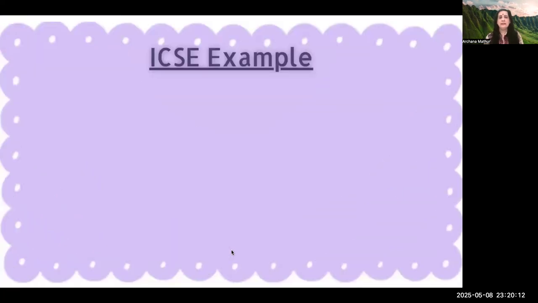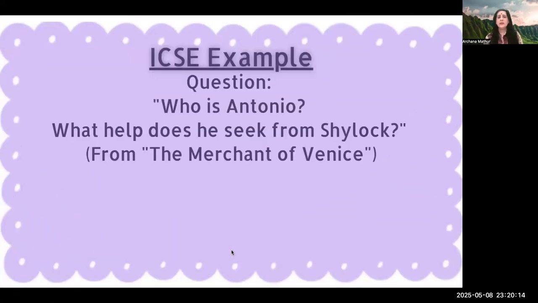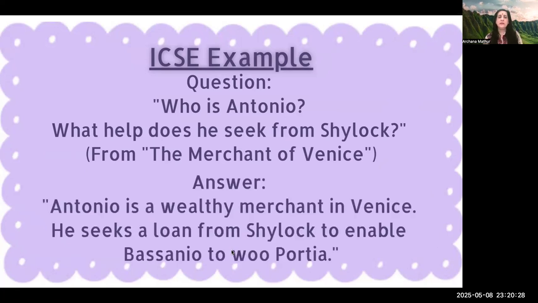Now let's take an ICSE example. The question is, who is Antonio and what help does he seek from Shylock? This is from The Merchant of Venice by William Shakespeare. Now, who is Antonio? He's a very rich businessman, a wealthy merchant in Venice. And he seeks a loan from Shylock to enable Bassanio, his very close friend, to woo and marry Portia, who is the daughter of another rich person, right? So why does he have to borrow money from Shylock? Because his ships are at sea and he doesn't have money at that particular moment, but Bassanio needs it right now.